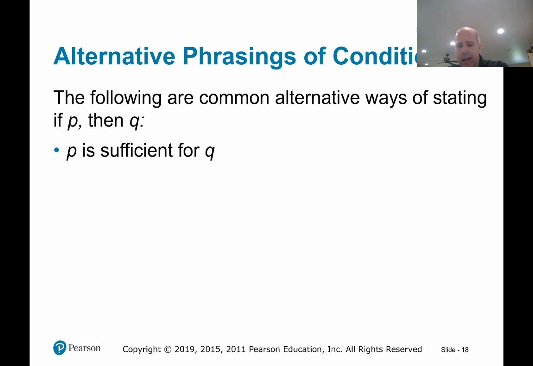Okay, that one you probably haven't seen before. So we would say P is a sufficient condition for Q. Okay, so P implies Q. Another way of thinking about this is think of the word sun, but written like this.